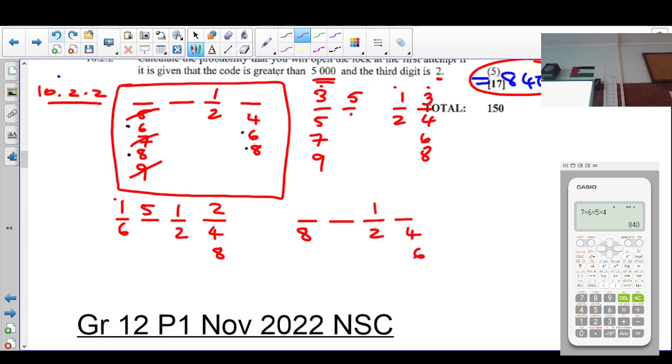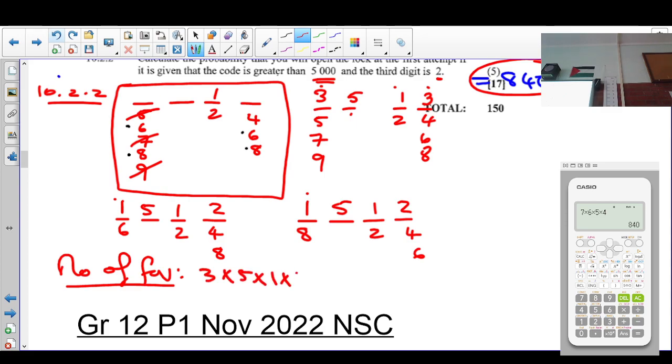Alright. So how many options do I have for the first bit? 1. The last bit? 2. So here I've considered 8 digits, 8, 7, 6, so these 5 options. So the number of favorable outcomes is simply going to be 3 times 5 times 1 times 3 plus 1 times 5 times 1 times 2, because these two cases are the same.